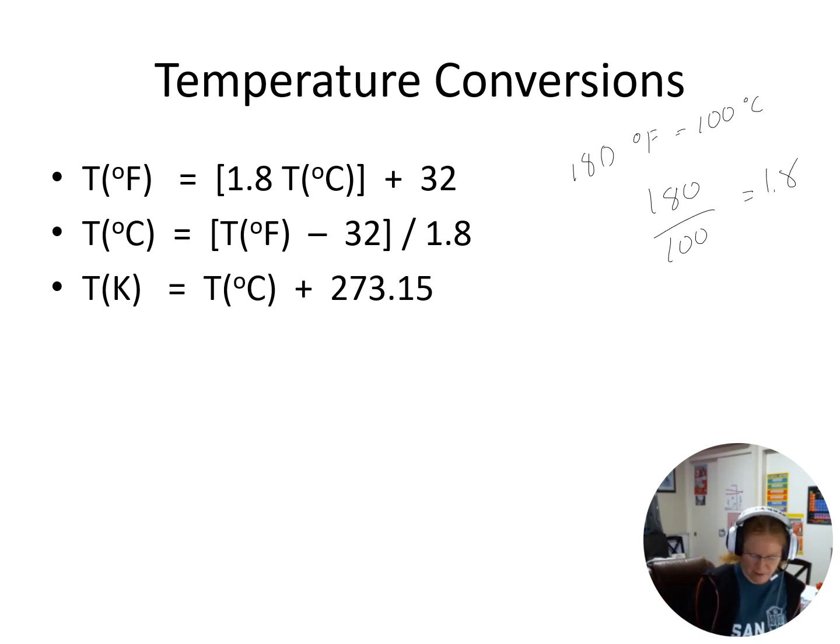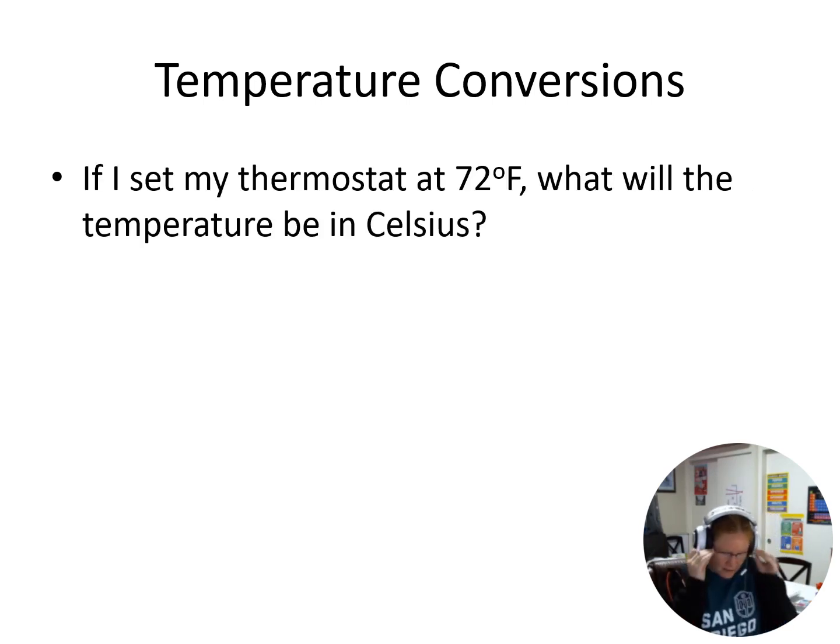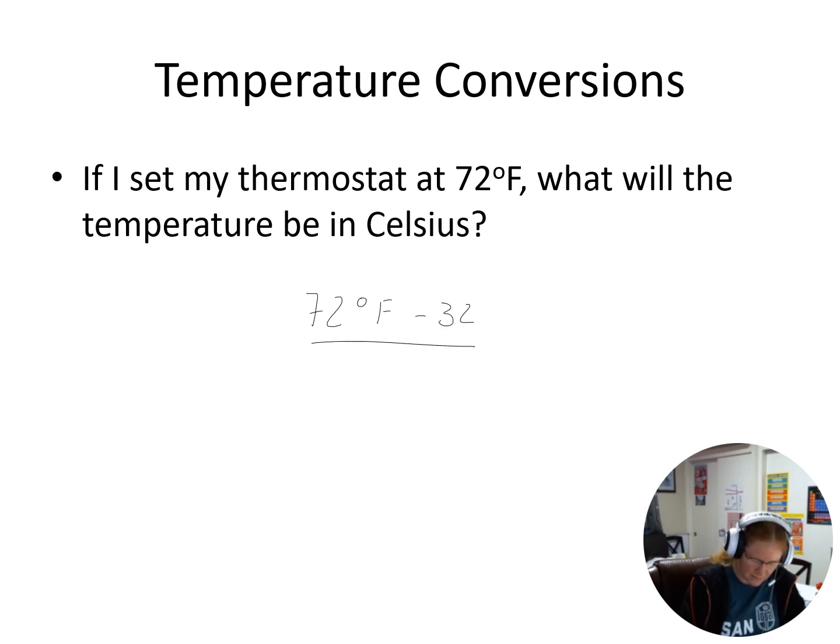Okay, so let's practice a couple of these. You set your thermostat at 72. What is that in Celsius? In order to go between Fahrenheit to Celsius, first we subtract 32, and then we divide by the 1.8. So I can take my 72 degrees Fahrenheit minus 32 divided by 1.8. I'm going to get 22.2 degrees Celsius. That's the whole thing. You're just plugging it into the equation and spitting it out.